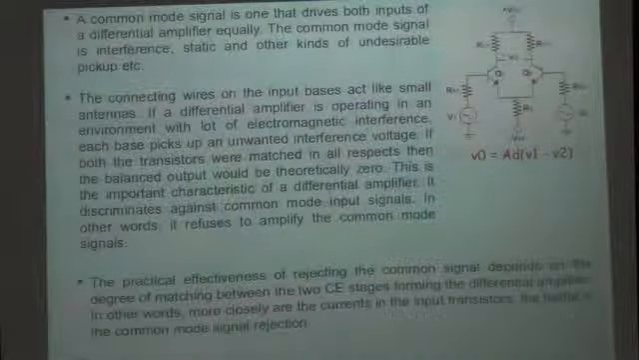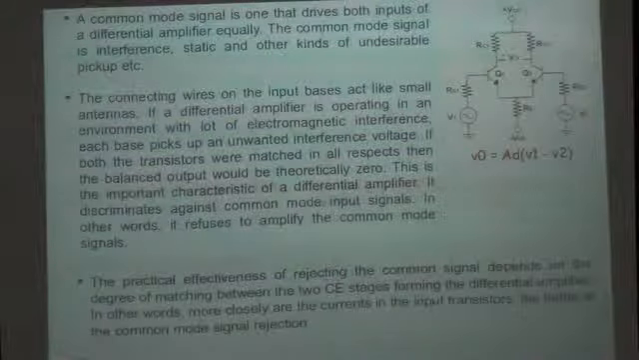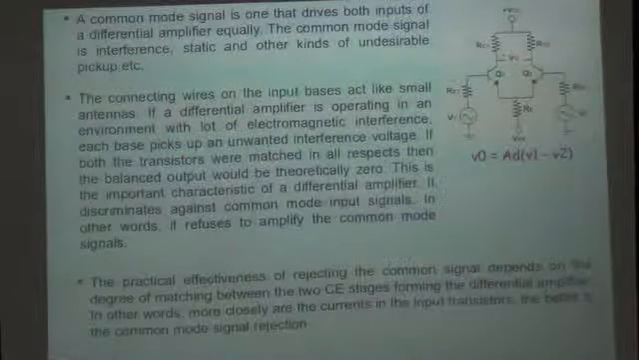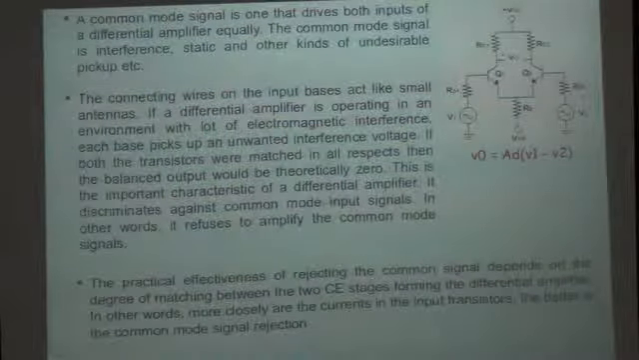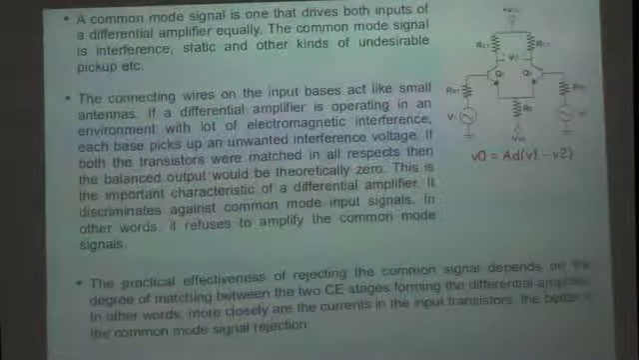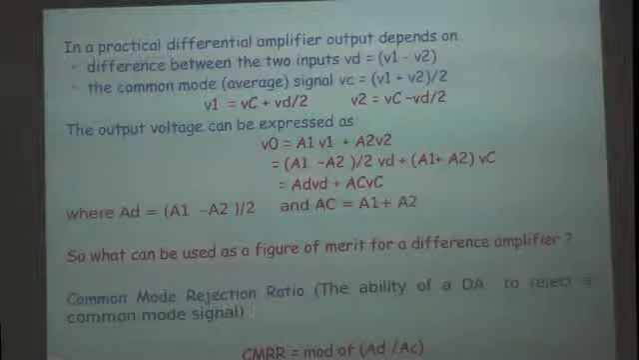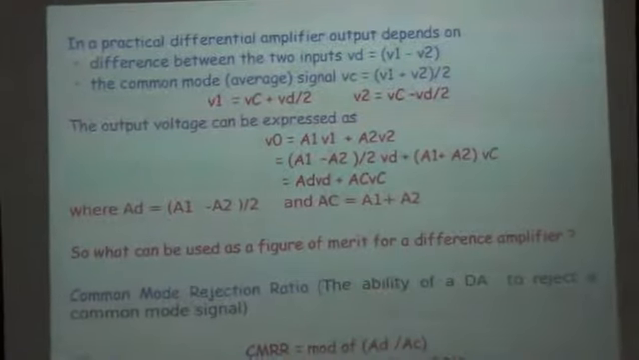Okay, so the practical effectiveness of rejecting the common signal depends upon the degree of matching between the two transistors. If they are the same in all respects, we will get rid of the common mode signal. But that is not the case. So therefore, we talk about these two: one is differential gain, and the other is common mode gain.